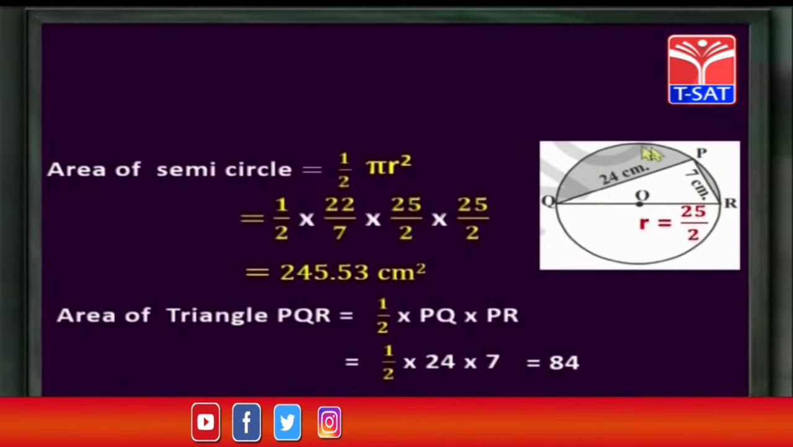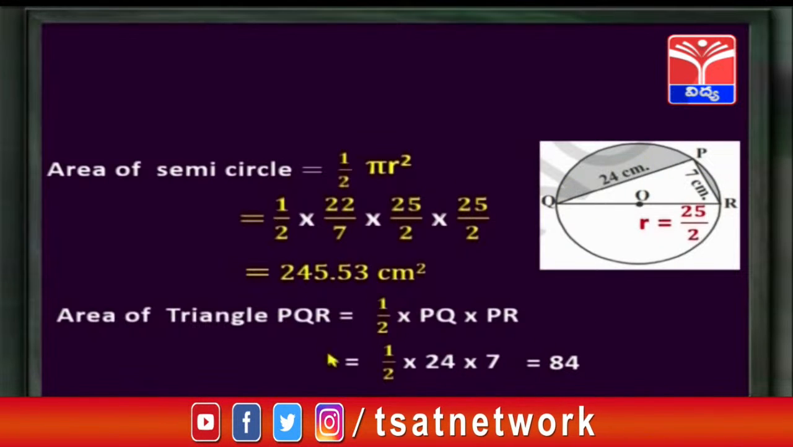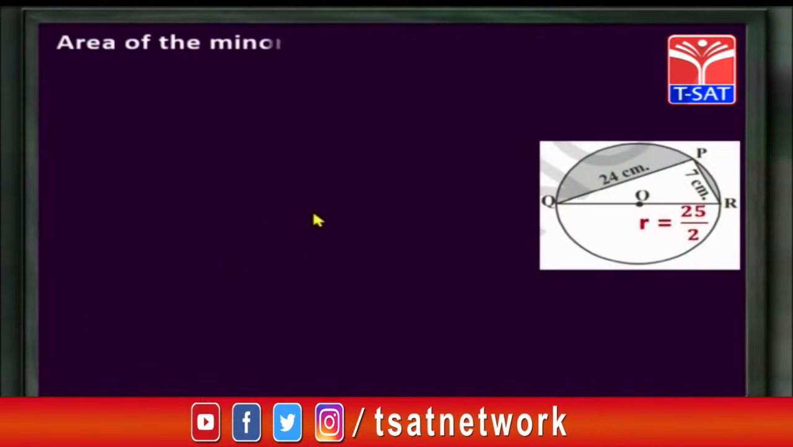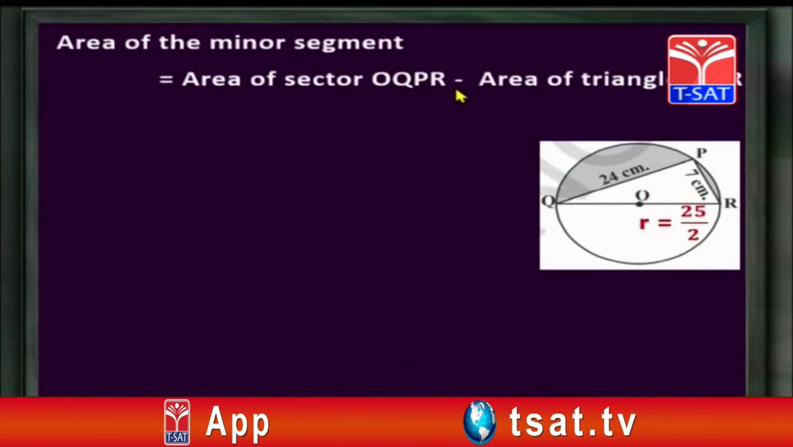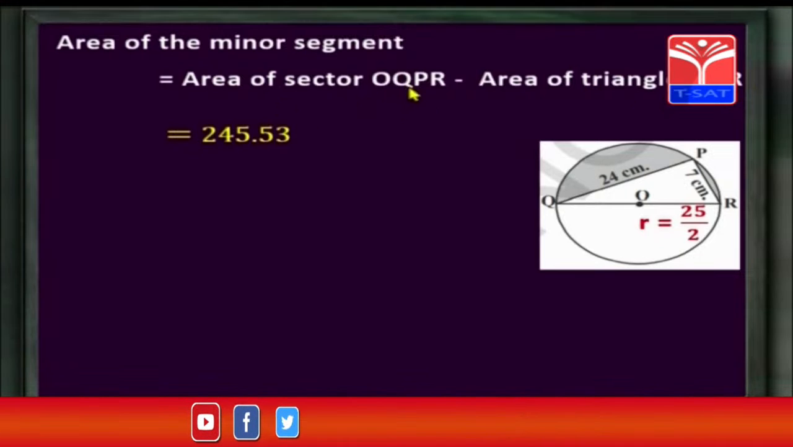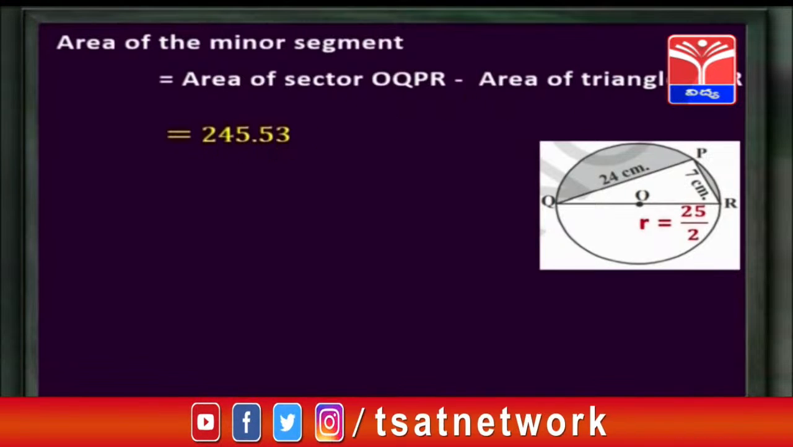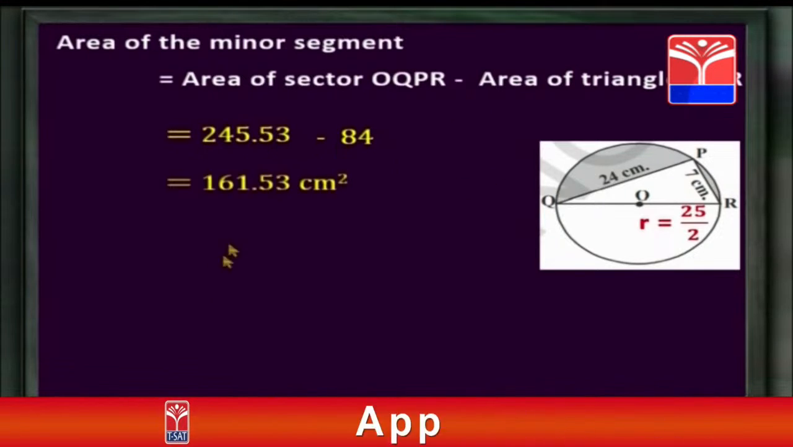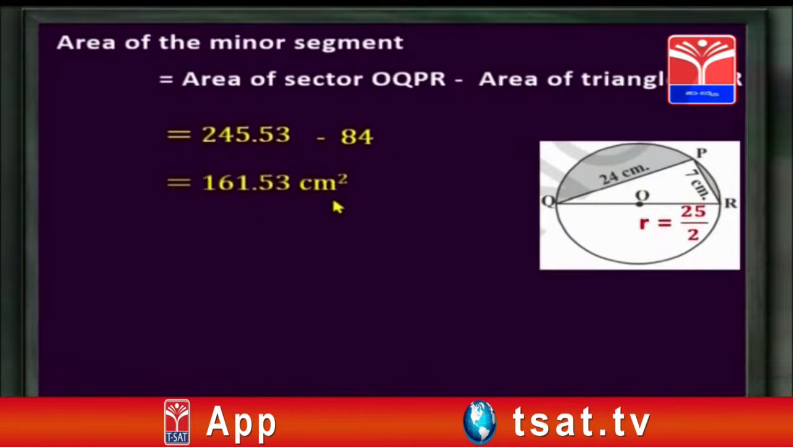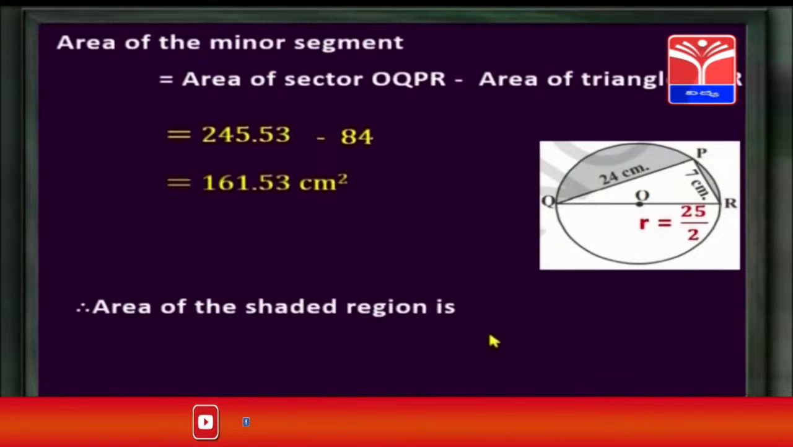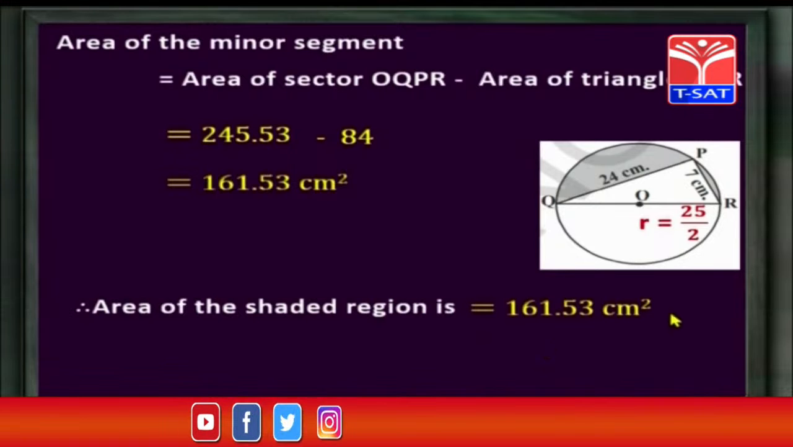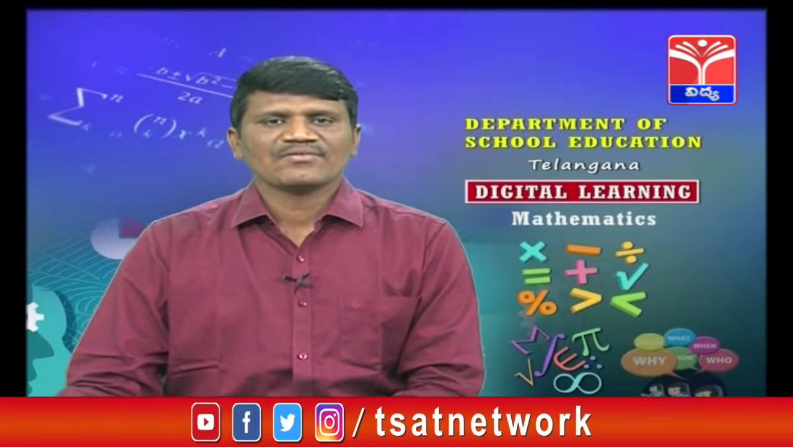Now, how to find the area of the minor segment? Area of minor segment is equal to area of sector OQPR minus area of triangle PQR. So, area of sector OQPR is 245.53 and area of triangle is 84. If you subtract, 245.53 minus 84, you will get 161.53 centimeter square. So, therefore, the area of the shaded region is 161.53 centimeter square.